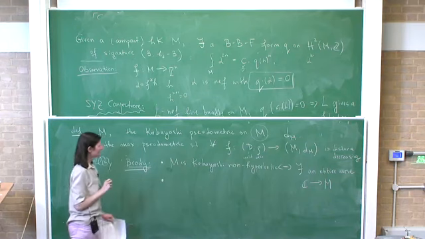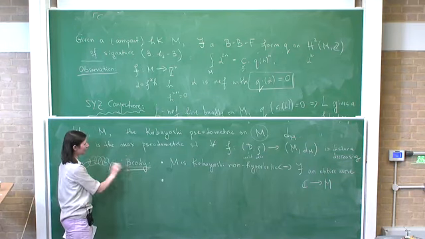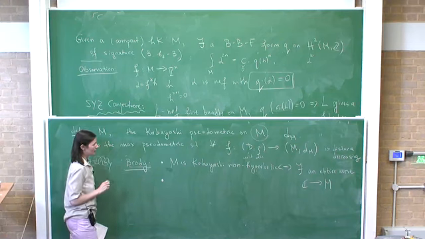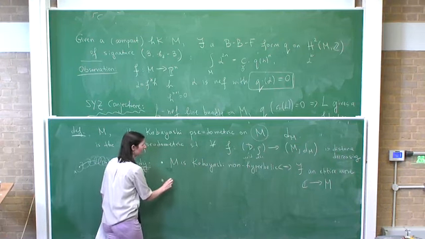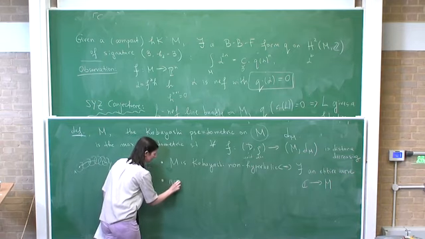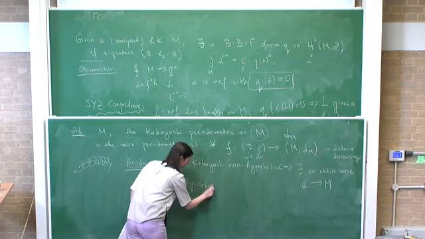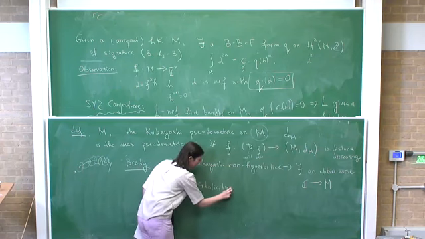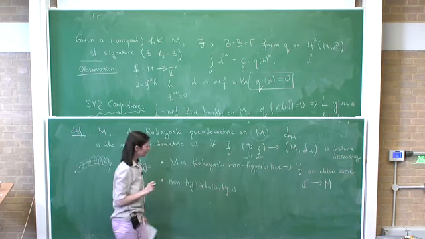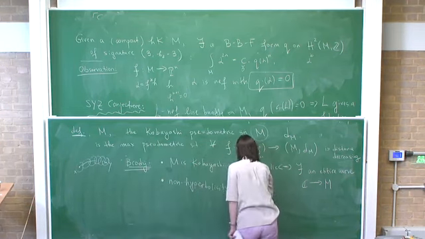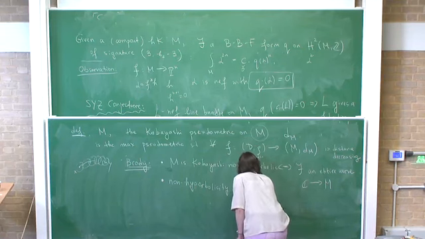And then the second interesting property that Brody established is that non-hyperbolicity is preserved in the limit.